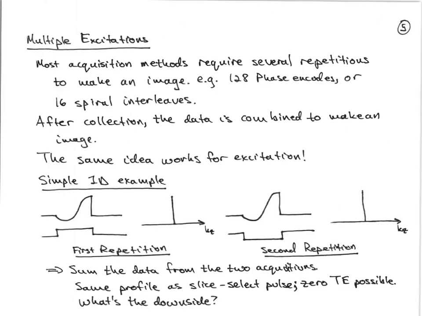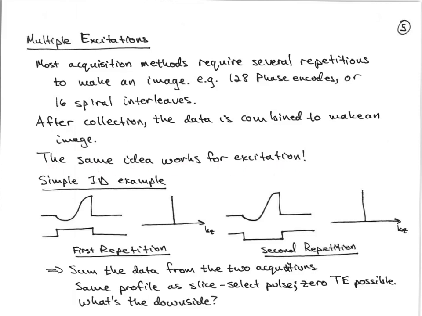Okay, but one interesting case is the case of doing multiple excitations and then summing the data afterwards. So most acquisition methods require several repetitions to make an image, right? Like we have 128 phase encodes for Cartesian imaging, or we have 16 spiral interleaves, for example. You collect data for each one of those interleaves or phase encodes, and then you combine them afterwards. So after collection, the data is combined to make an image. The same idea, though, can work for excitation too.